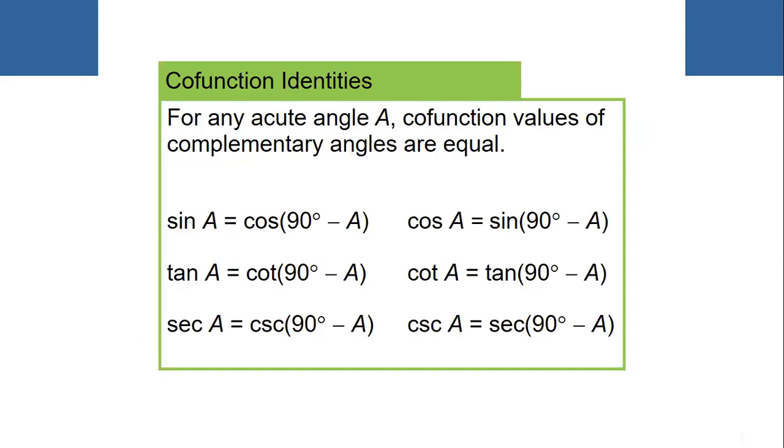All right, this is new, our co-function identity. For any acute angle, the co-function values of complementary angles are equal. Remember, complementary means the two angles equal 90 degrees, and supplementary means the two angles equal 180. So when we have our co-function identities, it says that if it's an acute angle, so less than 90 degrees, then these rules apply. The sine of this angle equals also the cosine of its complement.